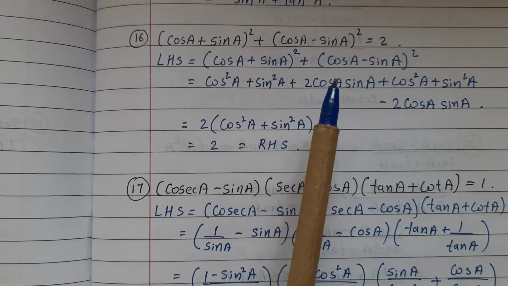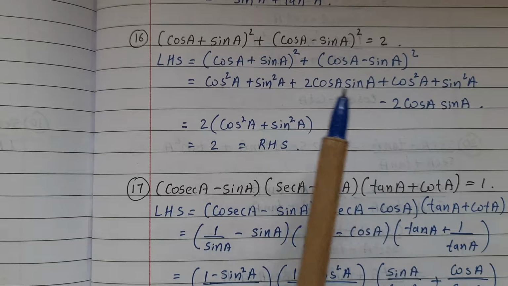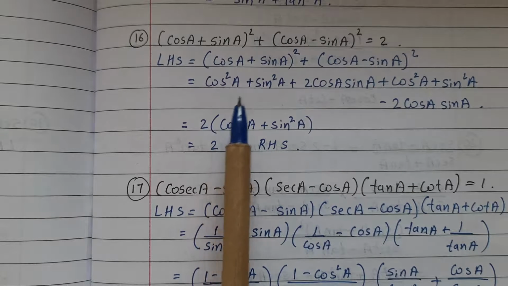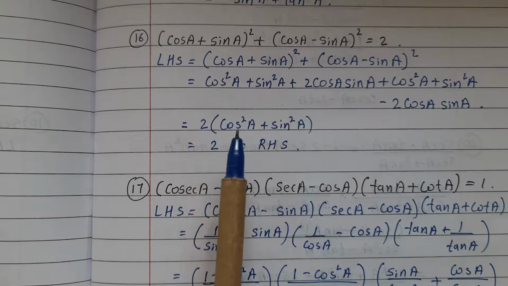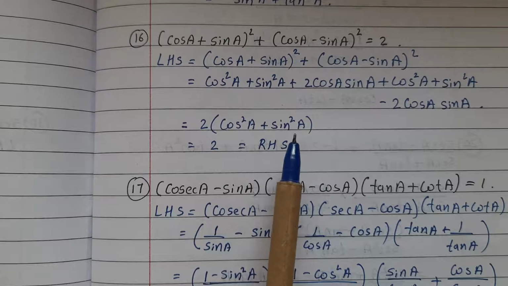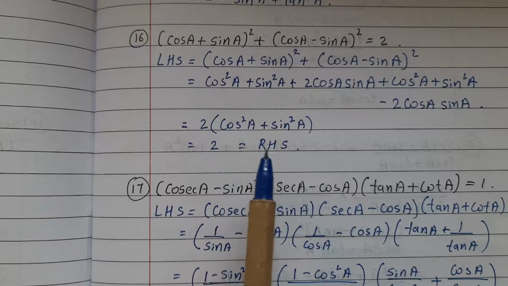Plus 2 cos A sin A and minus 2 cos A sin A cancel each other. 2 cos square A plus 2 sin square A. 2 is common, so 2 into (cos square A plus sin square A), which is 1. So 2 into 1, 2, equal to right hand side.